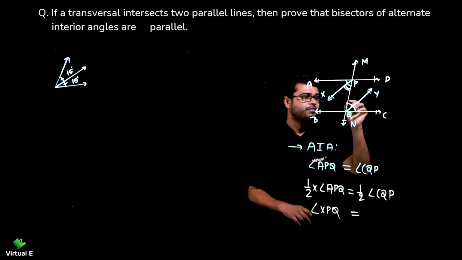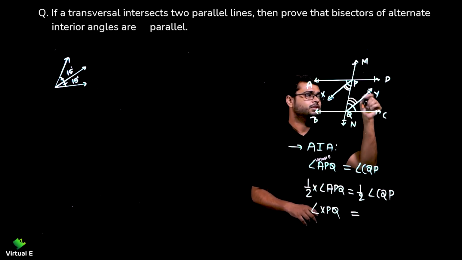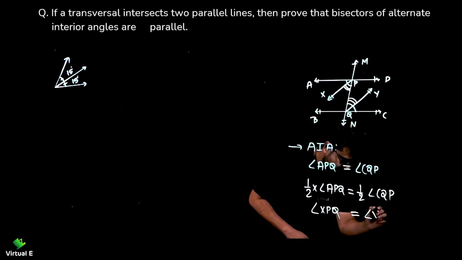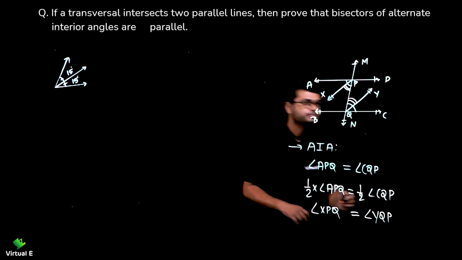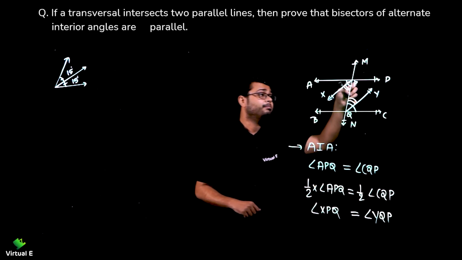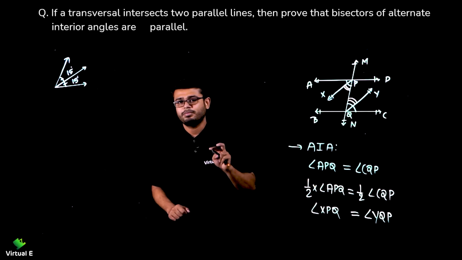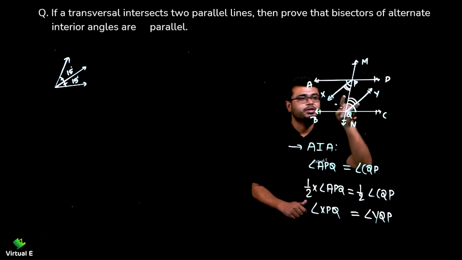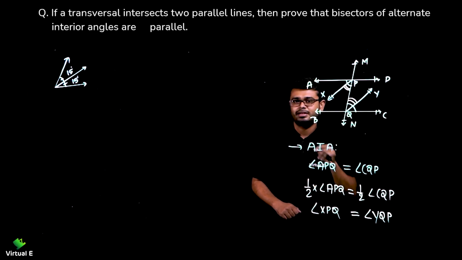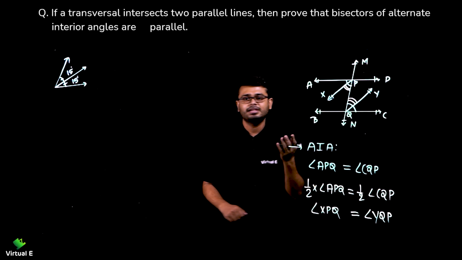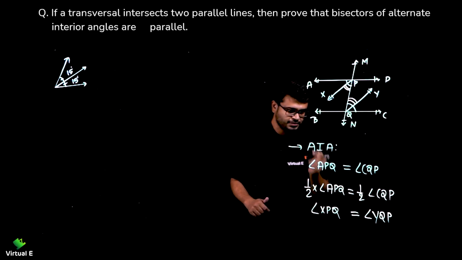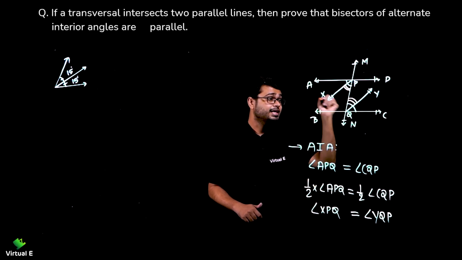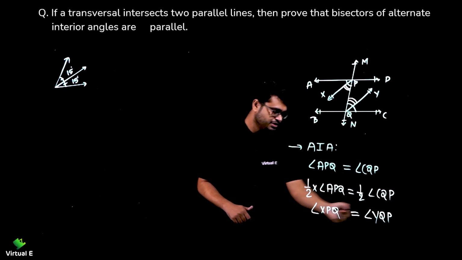and here half of this one will be angle YQP, because angle APQ is divided into two equal parts, right? One is this one and another is this one. I've taken only the inside one because I want to prove these two lines parallel. So to prove lines parallel, I will prove AIA only. If you take half of these two angles, that will become this angle and this one. So these two angles are equal.